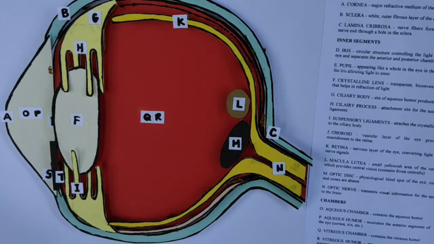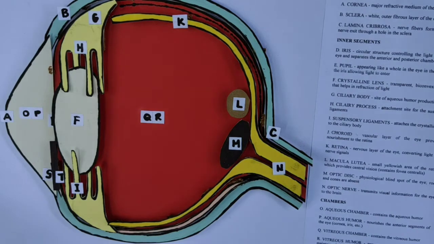Now the second media would be the aqueous humor. The aqueous humor also is a transparent media. That means it allows light to pass through it. And the aqueous humor is the one that occupies the anterior and the posterior chambers of our eye.